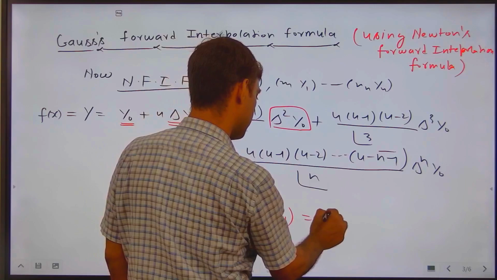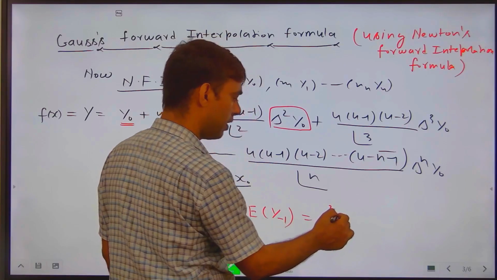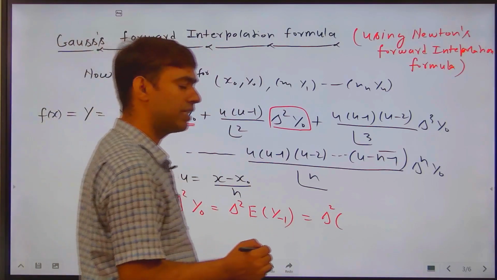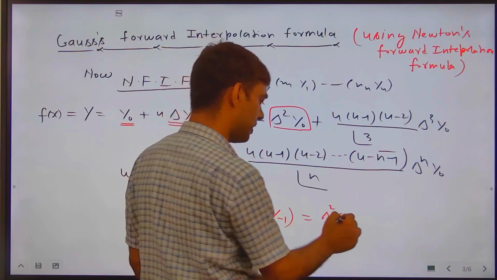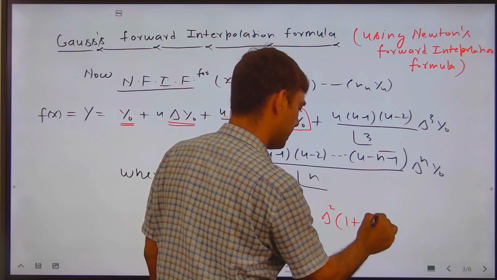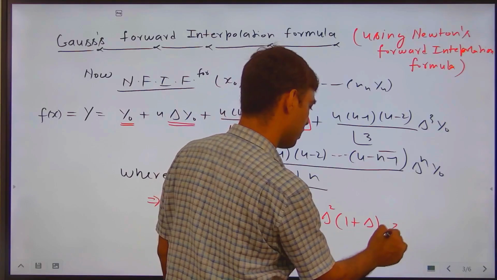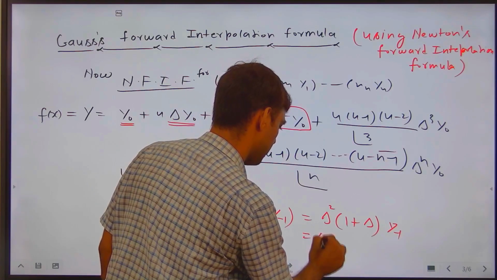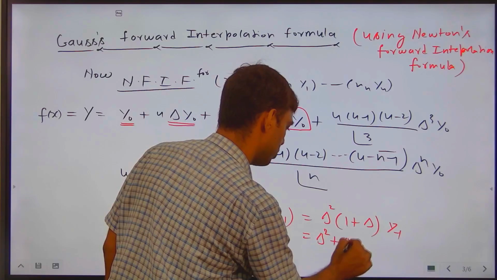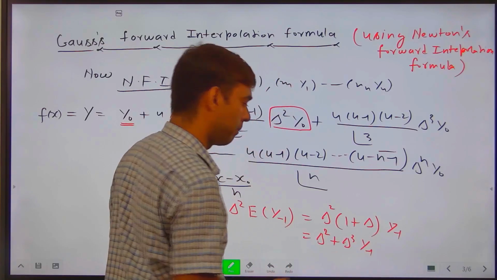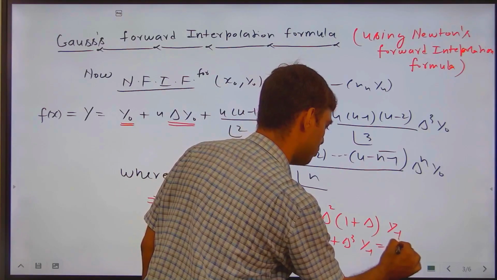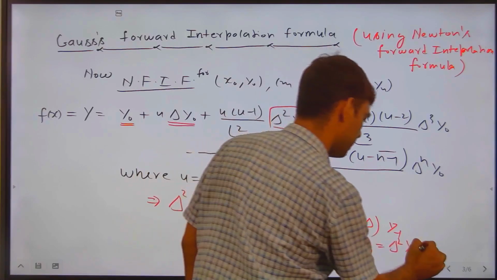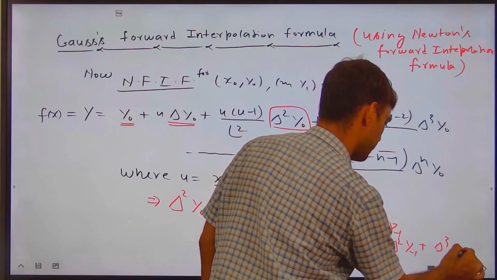So this one equals del 2, the value of E equals what? As we know that delta equals E minus 1, so E equals 1 plus delta. E of del 2 y minus 1 equals 1 plus delta times del 2 y minus 1. So this becomes del 2 y minus 1 plus del 3 y minus 1.